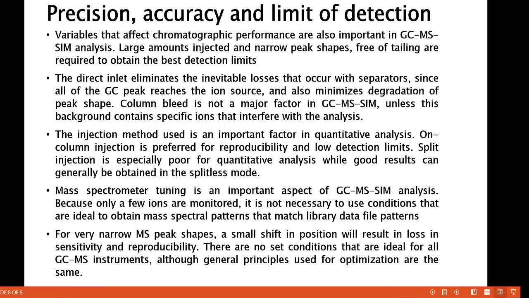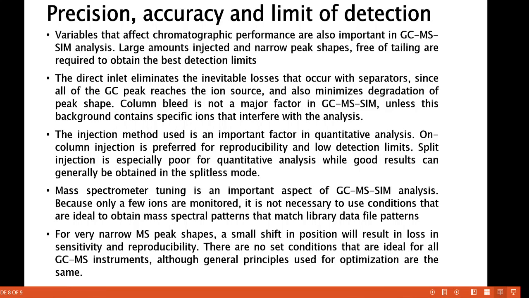Split injection is especially poor for quantitative analysis, while good results can generally be obtained in the splitless mode. Mass spectrometer tuning is an important aspect of GC-MS and SIM analysis. Because only a few ions are monitored, it is not necessary to use the conditions that are ideal to obtain the mass spectral patterns that match the library data file patterns.